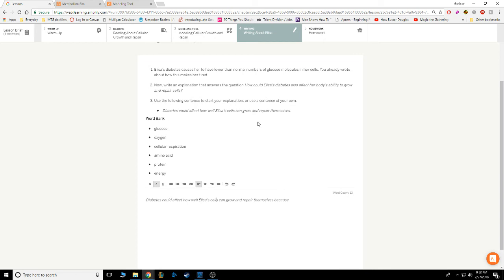Therefore, she will not be able to grow as quickly as her peers, the other students in her class, or repair her cells when she's injured, which means it will take her longer to recover from sickness or injury than other students. Period. That seemed like a pretty quick sentence, I know, but go back and listen to it again if you need to. Or better yet, go back in your previous module assignment and find out more about it before writing your own answer.